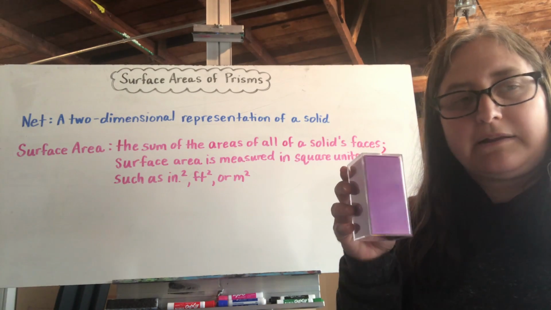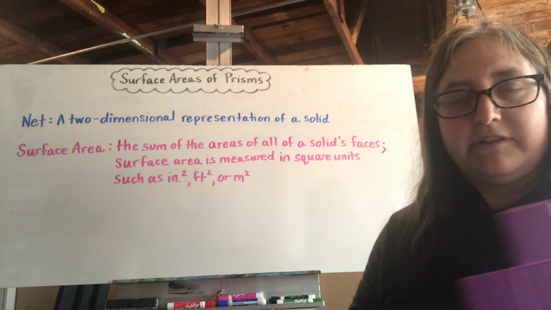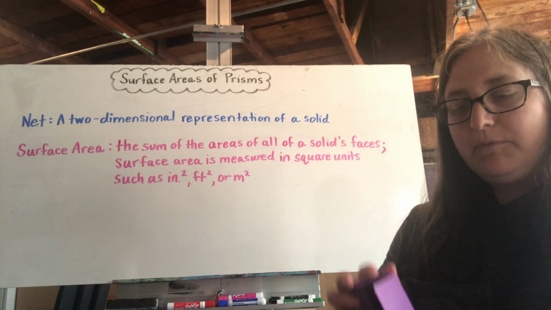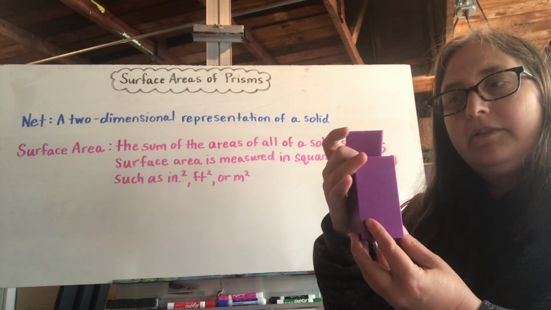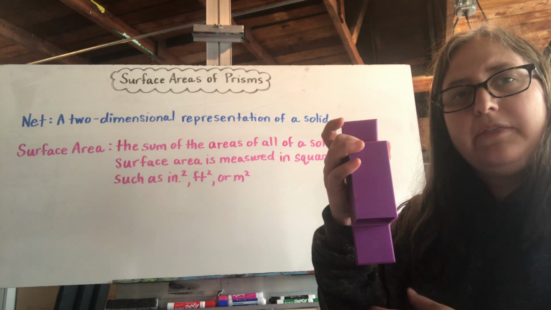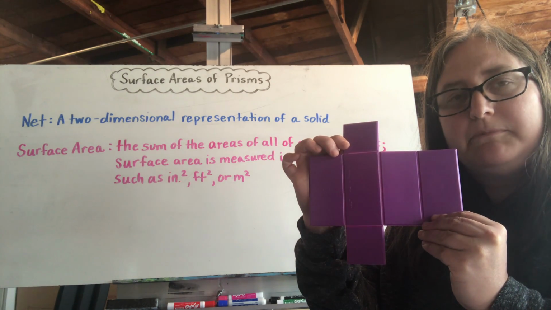And the net of a rectangular prism is a two-dimensional representation of this solid. A net would be if we had that prism and we unfolded the bases, the top and the bottom, and then unfolded the middle pieces. This is what the net would look like for a rectangular prism.